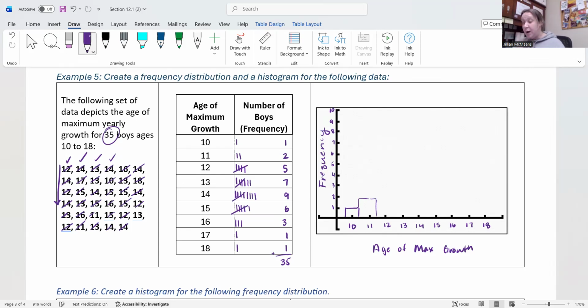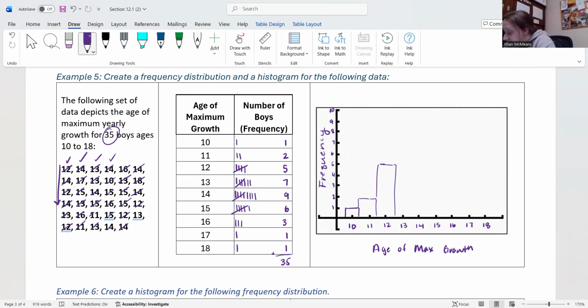Okay. At 12, we had 5 kids have a growth spurt, so we want to go up to 5. Notice all of my bars are touching and they center around the number they represent. So this bar is centered around the 12 and it has a height of 5.